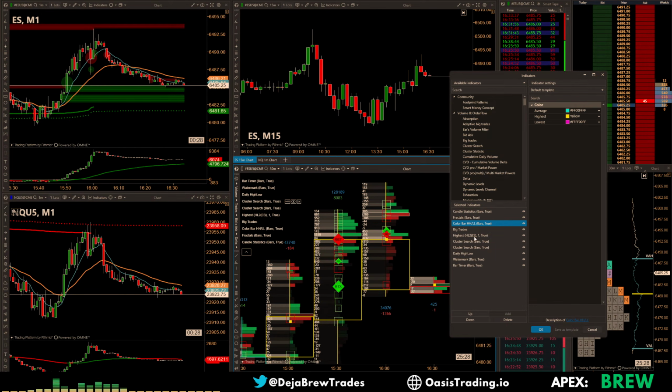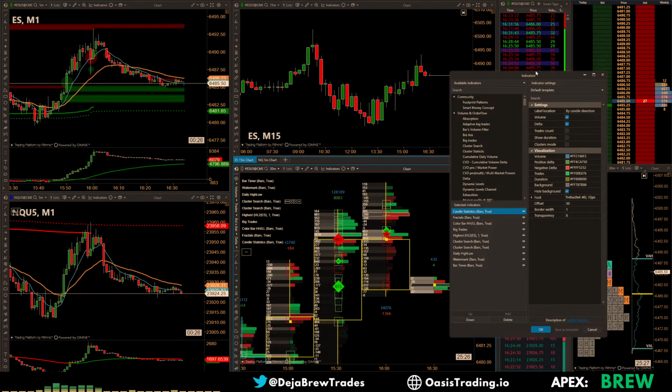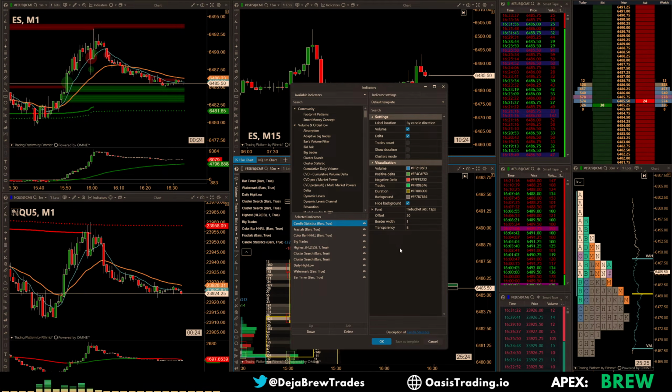And then the other one was the candle stats. So here's the candle stats one that I like to use. I typically just show the volume and the delta.